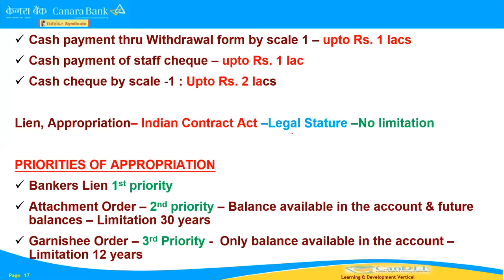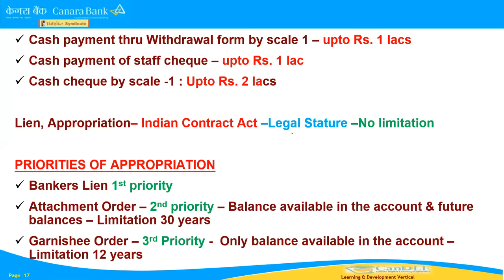Second preference, whom do we have to give? Attachment order? If everything is received at the same time, how to go about it? Second preference should be given to the income tax attachment order. Then comes the court order. Garnishee order means court order. The attachment means income tax has issued it. This is how. So first priority to the bank.